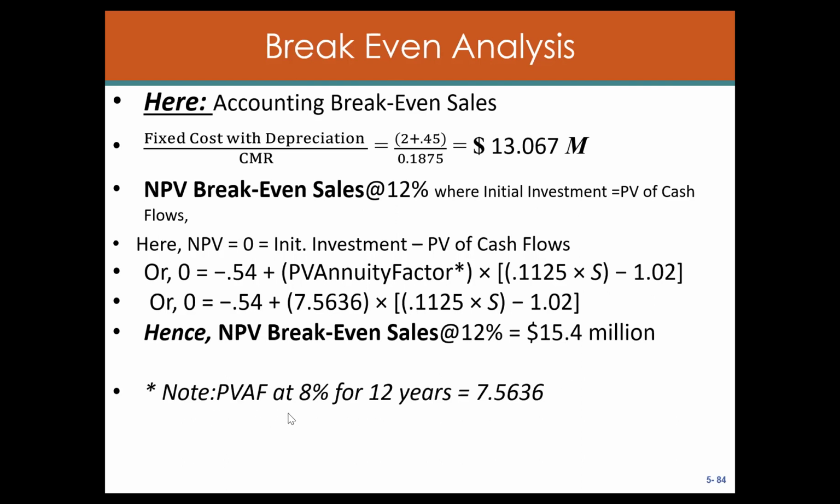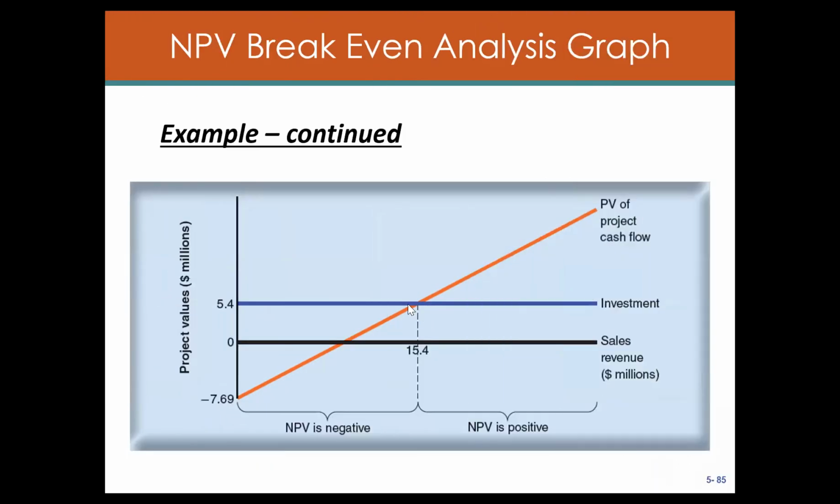The present value of annuity at 8% for 12 years. This is for 12 years, over 12 years. And that is 7.5636. So if you take the accounting break even and the NPV break even, the picture will be a bit different because here your initial investment also comes in and your cost of capital comes in. So it will be slightly higher.